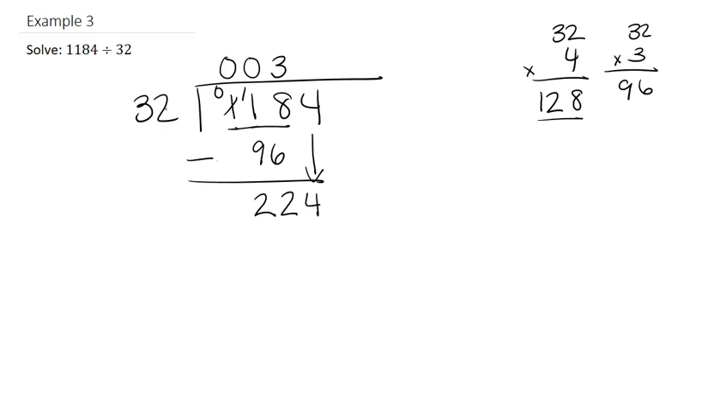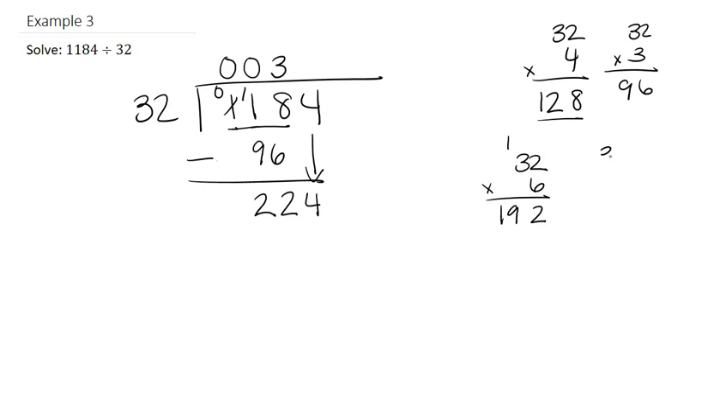So now we can go, 32 can go into 224 how many times? So 32 times 4 is 128. So let's go ahead and do 6 here. So 2 times 6 is 12. 2 below, carry the 1. 3 times 6 is 18 plus 1 is 19.